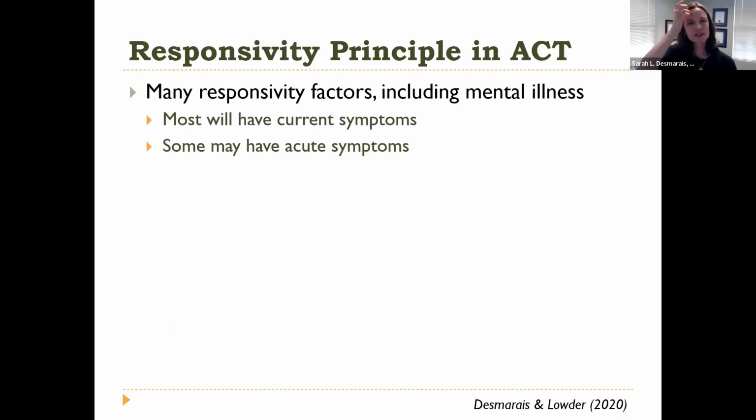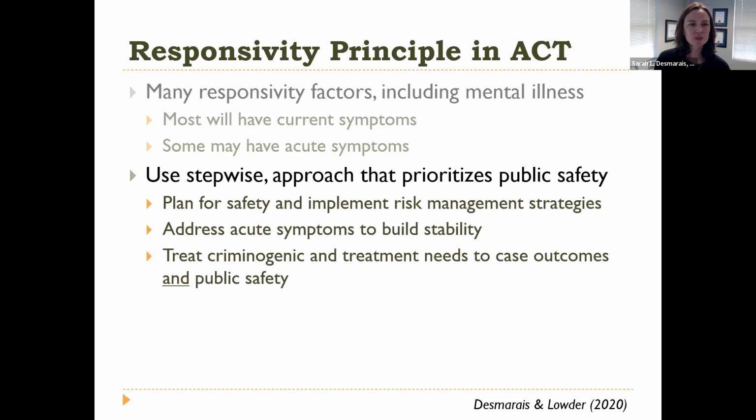All right, so in the context of ACT, what's really important is that there are going to be a lot of responsivity factors. You're going to have a lot of folks with mental illness, with substance use issues. Most will have current symptoms. A lot are going to have acute symptoms. And so you can't do very high level work when you're first just triaging to get this person stable. That's an example of responsivity: meeting somebody where they are, focusing on the immediate resolution of symptoms and getting stability, and then moving into more meaningful behavior change. That's what I talk about here in terms of planning for safety first, then addressing acute symptoms, and then moving into deeper work to affect behavior change.